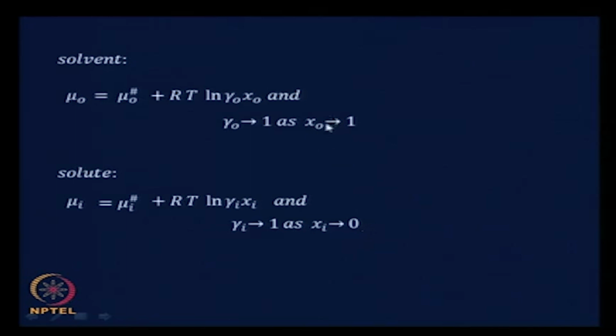Now the difference is here, x O tends to 1, gamma O tends to 1, here as x I tends to 0 for the solute, gamma I tends to 1. Therefore this makes it consistent, and this is the set of definitions that are used while dealing with non-ideal solutions, and as usual our biological systems are full of non-ideal solutions, so we need to use this. We will call this equation 4.9.